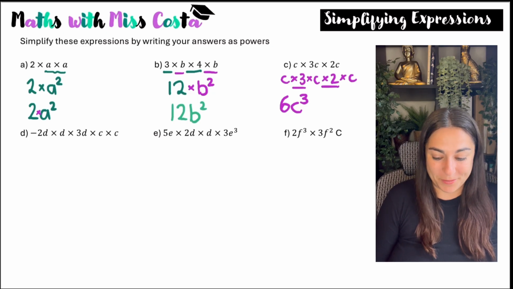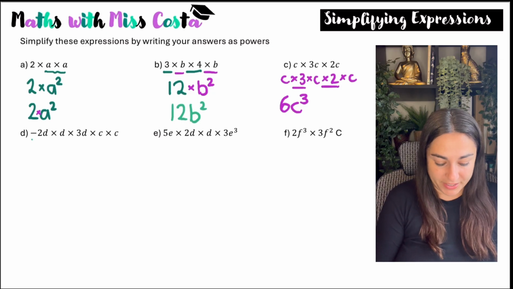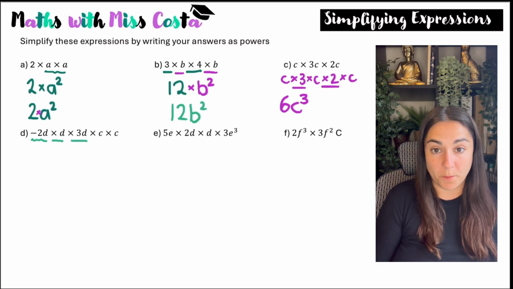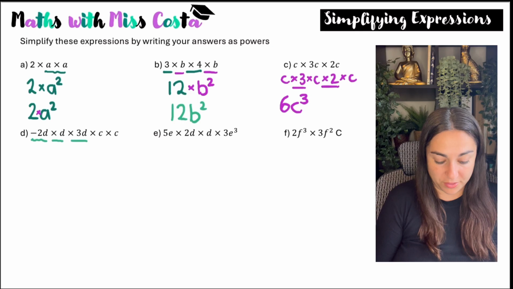Then with this one, because we've been focusing on negatives, there's some negatives in here. So let's just have a look at what's happening. So I've got minus 2D times D times 3D. So let's look at the numbers first. I've got minus 2 times 3.